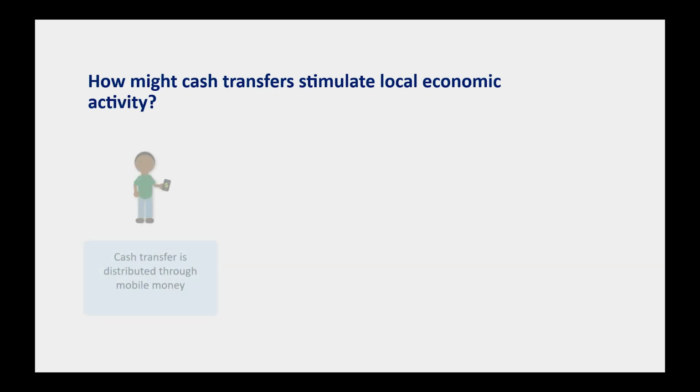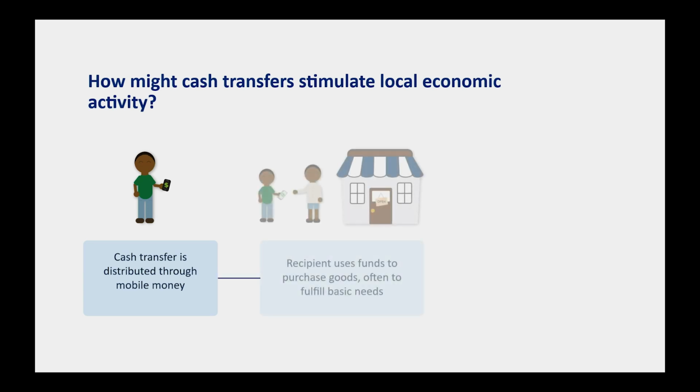So let me just go through an animation that illustrates this. This is our recipient of cash transfers in Kenya. He's getting money on his phone here, a mobile money transfer. And how could this affect the broader economy? Well, if he spends that money at a local shop, buying goods, buying food, buying clothes, that's going to stimulate economic activity. That shop is going to get more business and more revenue.